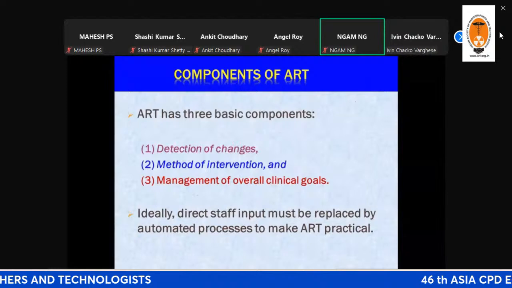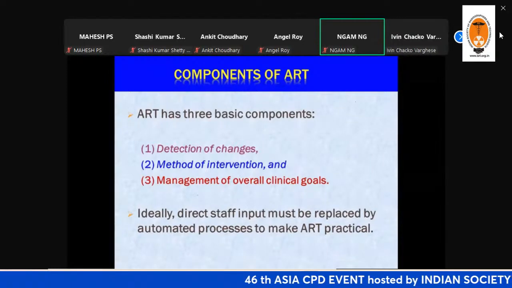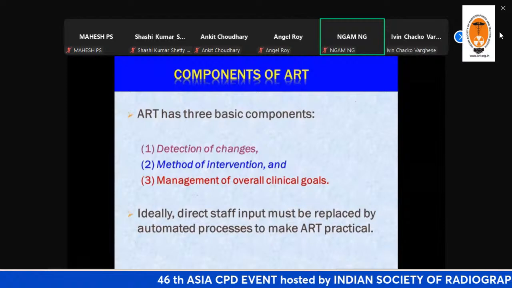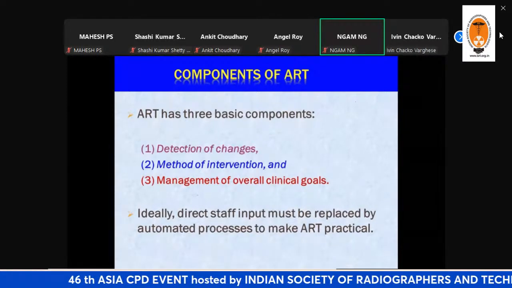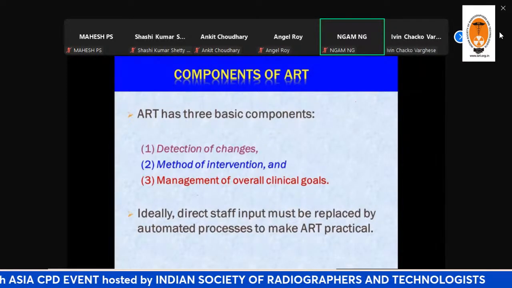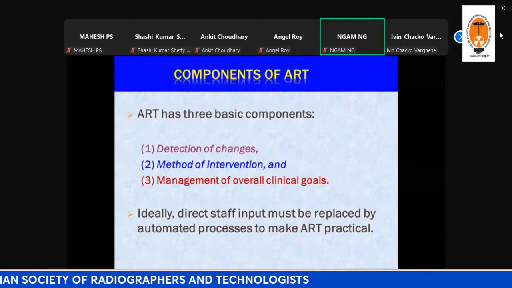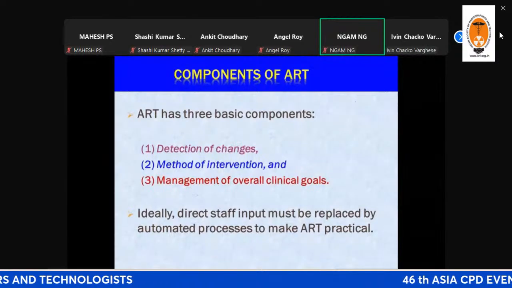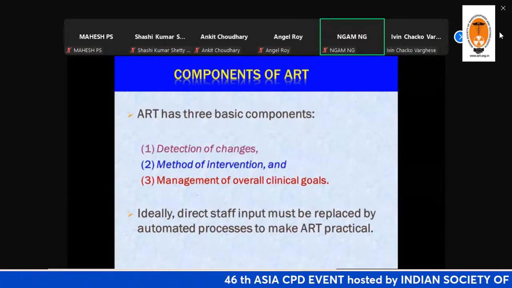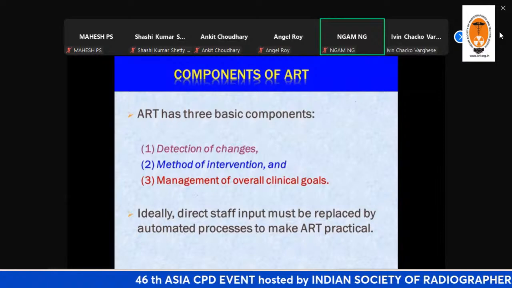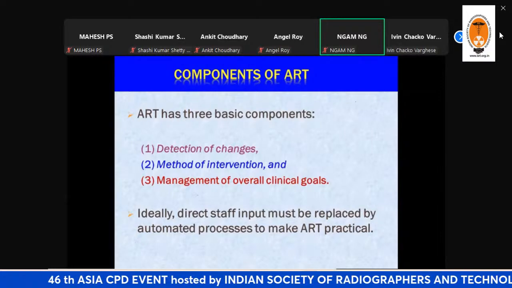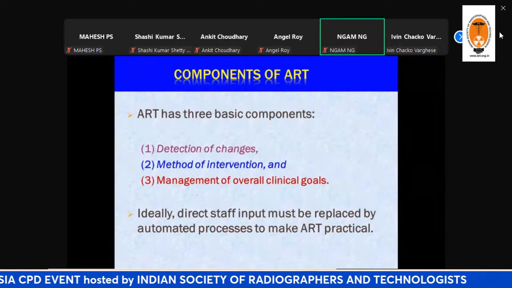For adaptive radiotherapy, ART has three basic components. The first is the detection of the change. We have to detect what has happened. It could be through imaging, other examinations, or other things we can do. Then we have to look at what should be the method of intervention, when to intervene, how to intervene, and what steps should be taken for the intervention.